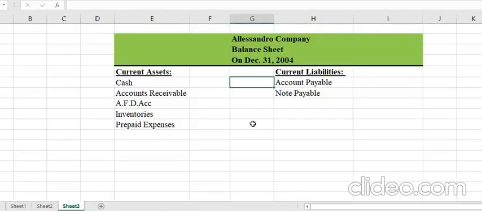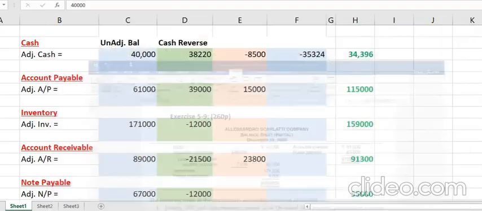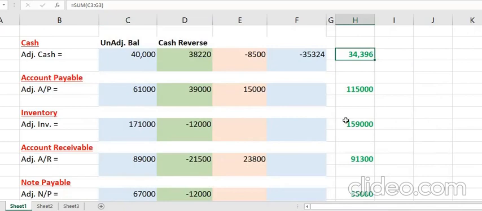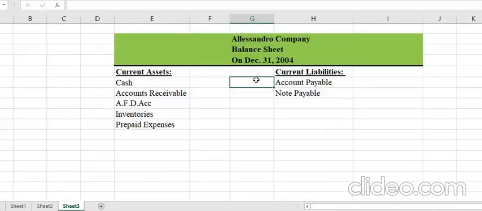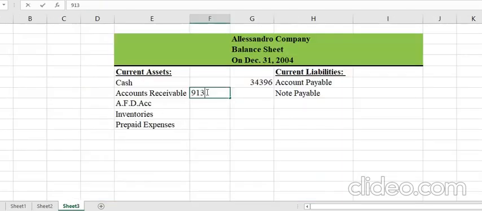Okay, so let's do it then. This is a prepared format for the company. I just wanted to save time, so I've already done it. Now let's bring the cash balance. Prior to adjustment it was $40,000, as you can see here, and now after adjustment it's 34,396. So I will bring 34,396 here. This will be my adjusted balance for the cash. Then for accounts receivable, our unadjusted balance was 89,000 and now it's 91,300. So I will bring 91,300 in the sub column.